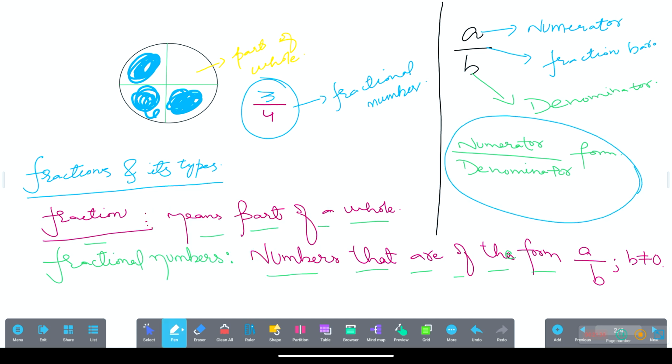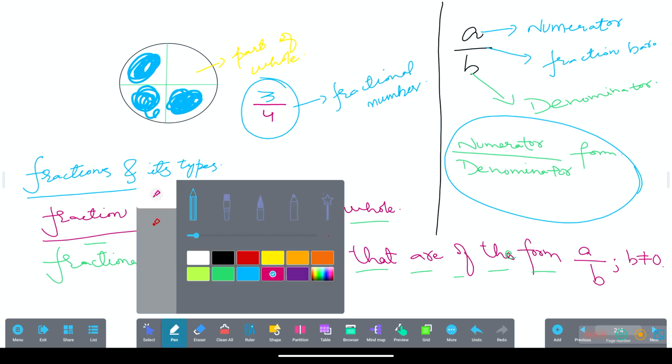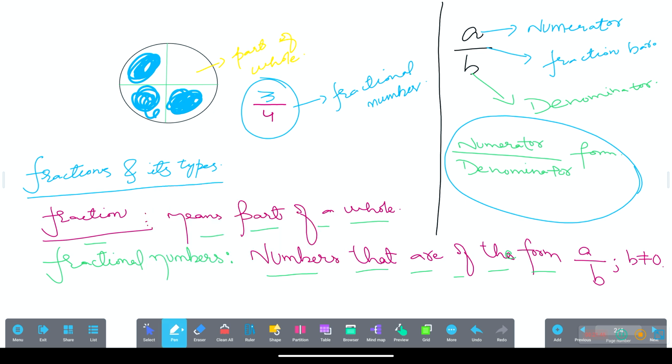Now I am providing you examples of fractional numbers. You can focus here. I can write examples here at the bottom, below the fractional number definition. Examples I can write: 3 by 5. What does it mean? It means some whole thing has been divided into 5 parts. Out of 5 parts, 3 parts have been taken. 3 parts out of 5.